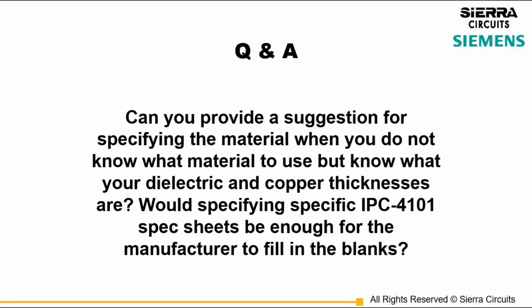The next question: can you provide suggestions for specifying material when you don't know the material, what your dielectric and copper thicknesses are? I think in the beginning, when you're starting your design, you need to work with your supplier to lock in the stack-up. If you don't know, this is why you get on the phone and call your supplier, call Sierra Circuits and ask them, hey, I have a design, this is what my target widget is going to work at, whether it's automotive, mil-aero, commercial, whatever the case. You give them your requirements, what you're trying to hit, and allow them to help set you up for success on which material to use.